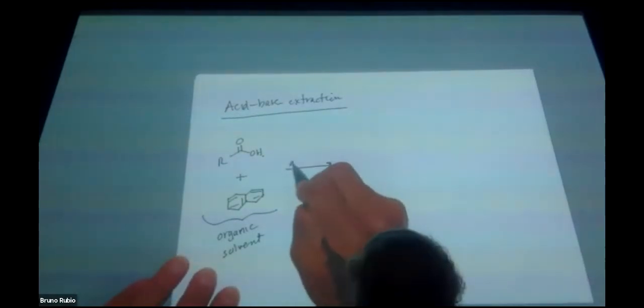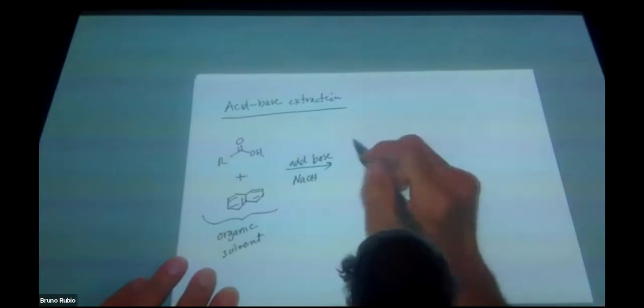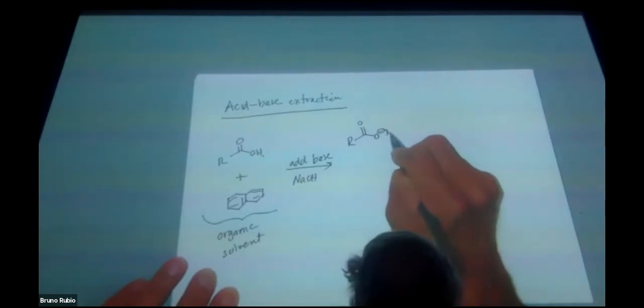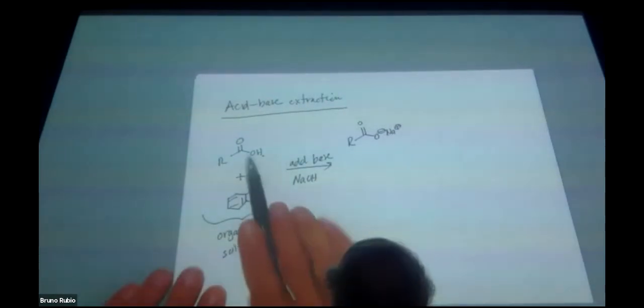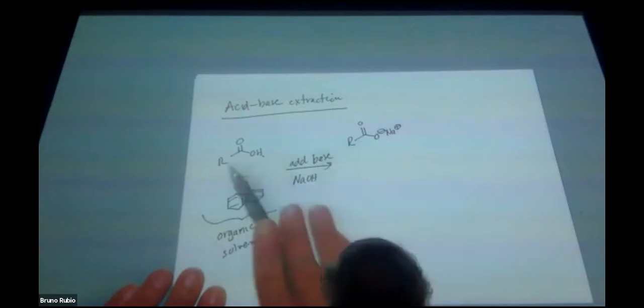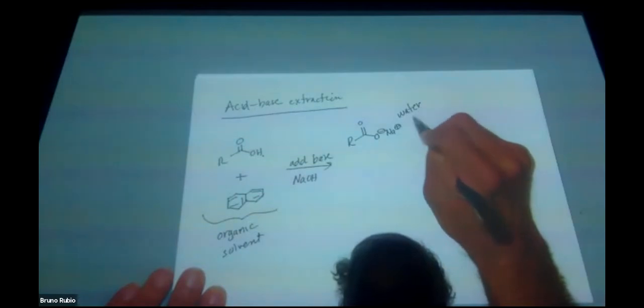So what you would do here is, this is an acid, you add a base, and the base reacts with the acid. So here we could add a base, something maybe like sodium hydroxide. And what happens here is that the acid reacts with the base. You get the sodium salt of this carboxylic acid. This is called the sodium carboxylate. And this is water soluble.